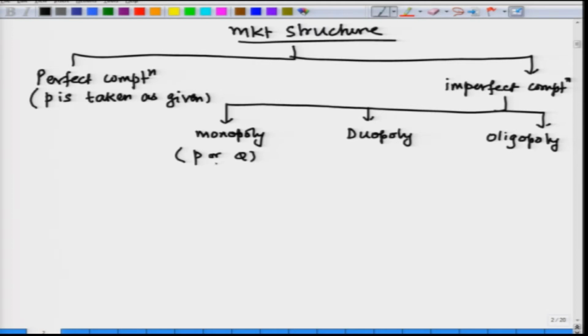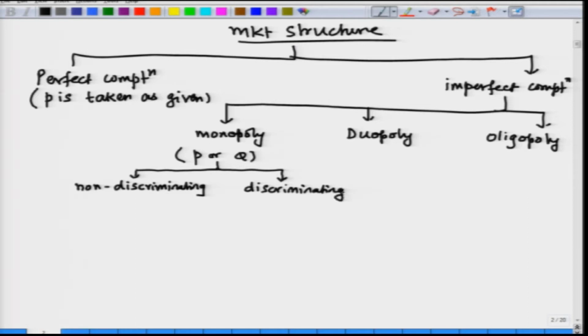And under monopoly there are two types of monopolies that we will study. In one case the monopolist will be charging a uniform price. So, this would be what is called a non-discriminating monopolist. The second type of firm that we will talk about is a firm which will have some ability to charge different prices. So, this would be a discriminating monopoly.